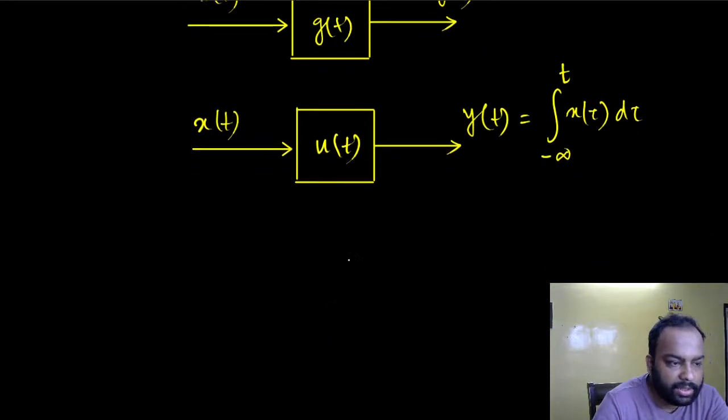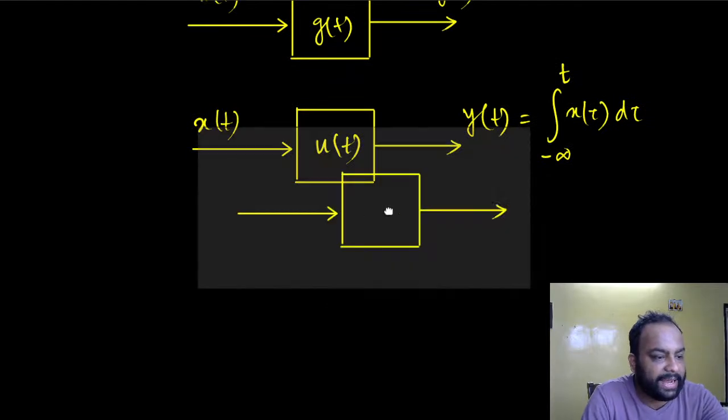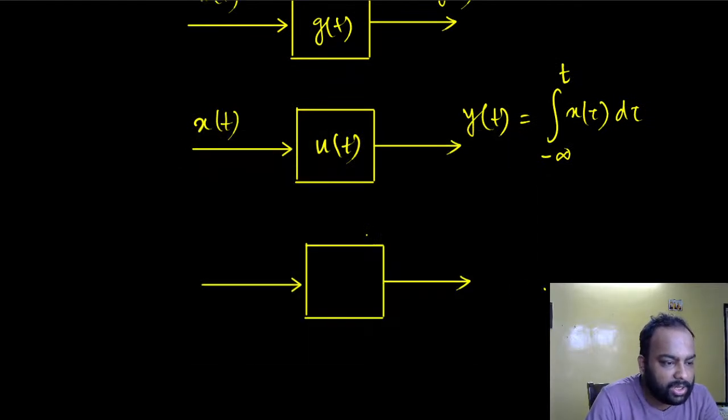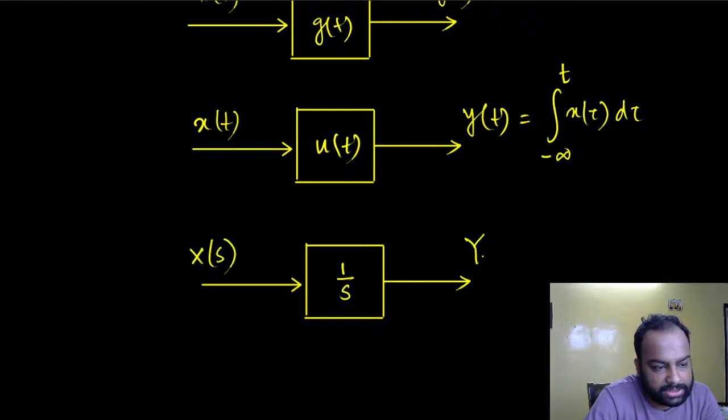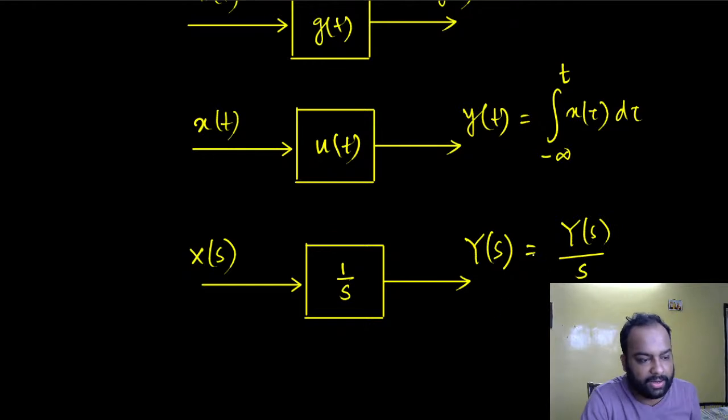All right. And of course, if I take the Laplace transform on all of these, what would be the Laplace transform of the impulse response? That's 1 by s. So what is this? This is the transfer function of the system. This is X(s). And this is Y(s). And what would this Y(s) be? We just derived moments ago. That would be Y(s) divided by s essentially.